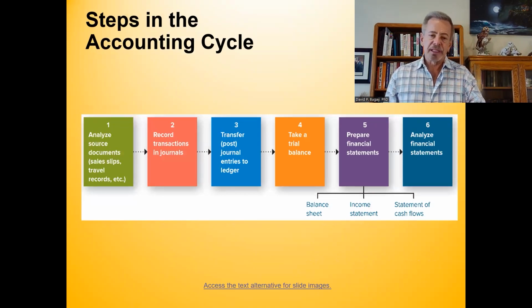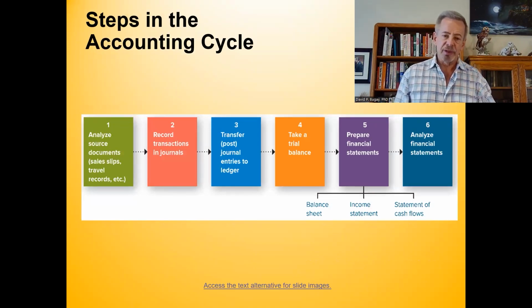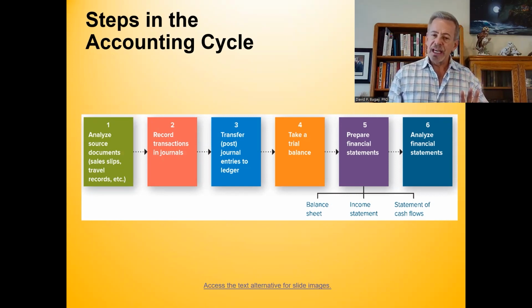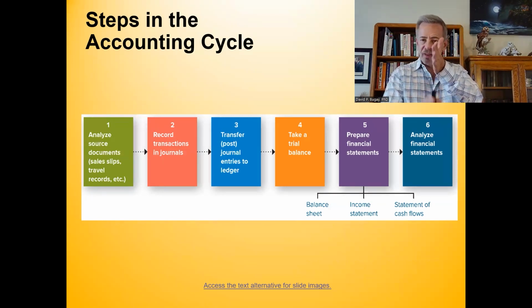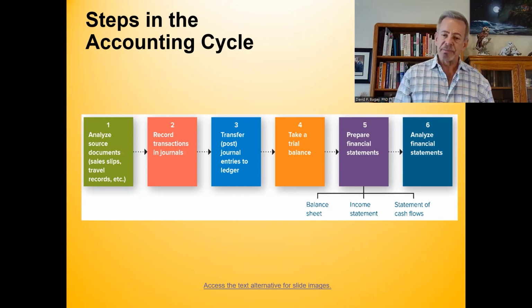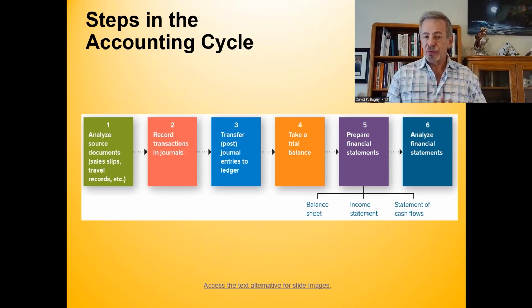Here are the steps. Analyze the document: sales slips, travel receipts. You saw the previous list already. Record it in a journal, which is kept chronologically, and then you take everything in your journal and post it by classification into your ledger. Then you take a trial balance, making certain all the different things line up like they're supposed to. Prepare your financial statements. Remember, there's three of them: the balance sheet, the income statement, and the statement of cash flow. And then you analyze the statements. Those are the steps. There's six basic steps, and they really produce those three documents.